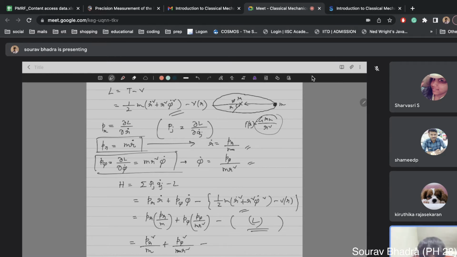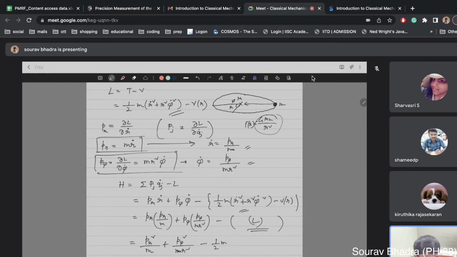Now in this L also we will substitute r dot and phi dot in terms of pr and p phi. One question you may ask is why I am substituting r dot and phi dot in the expression of H. Because as you know, H is always expressed as a function of q, p and t, never q, q dot and t, whereas L is expressed as q, q dot and t. So that's why we have to replace this q dot with p when we are expressing our Hamiltonian from the Lagrangian. So all the q dot will be transferred to p.